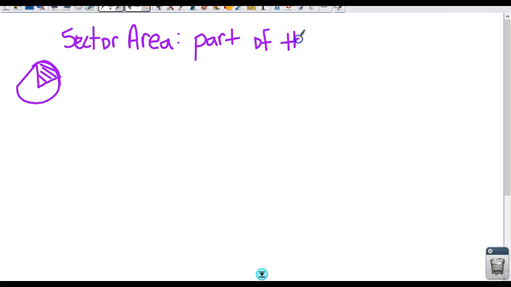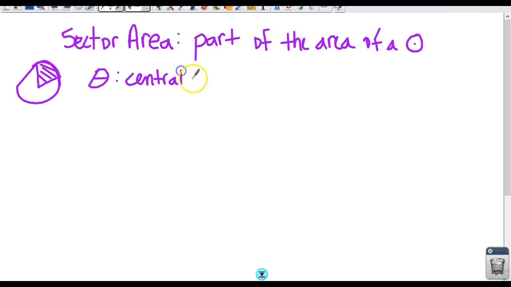Okay. Part of the area of a circle. Oh, look, if I draw a little one, apparently I can do it. Part of a circle. Okay, so again, theta has to be in radians, okay? So that is the central angle in radians.